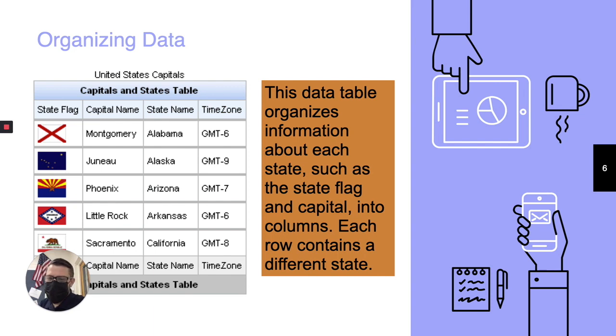And we can list all sorts of information. Here we have even pictures of their state flags. So in a data table, you don't necessarily have to have numbers or descriptions. We can actually have diagrams as well.